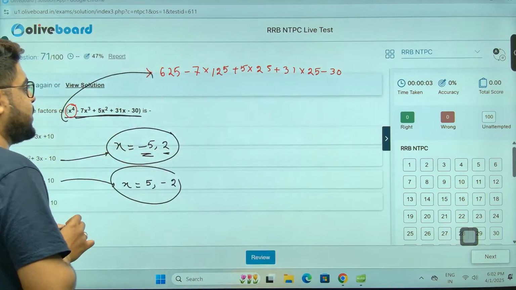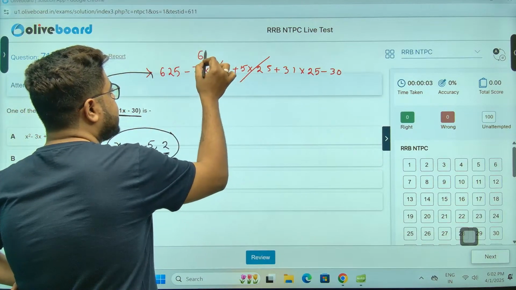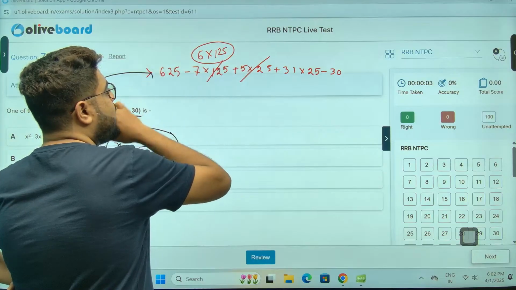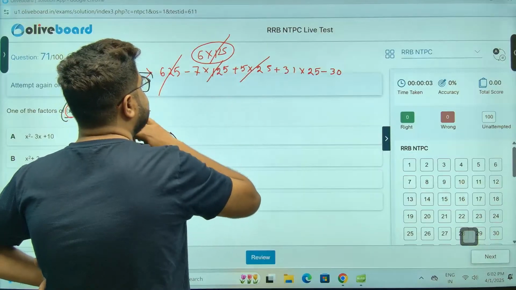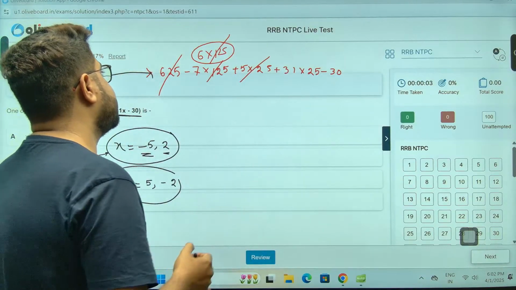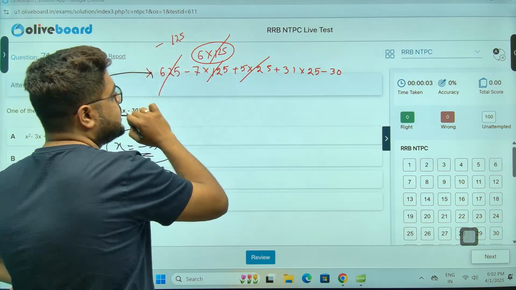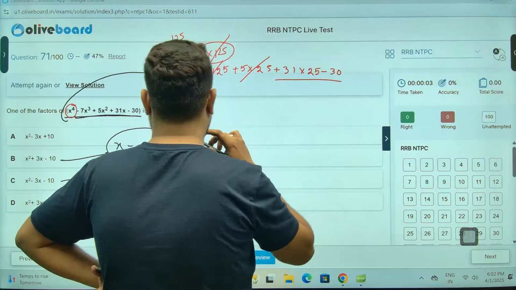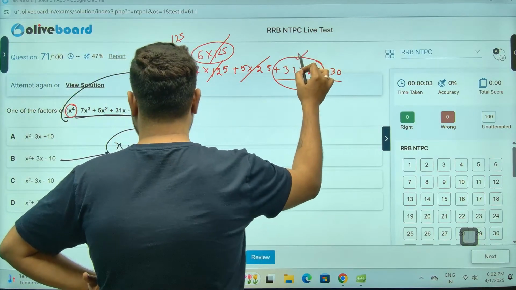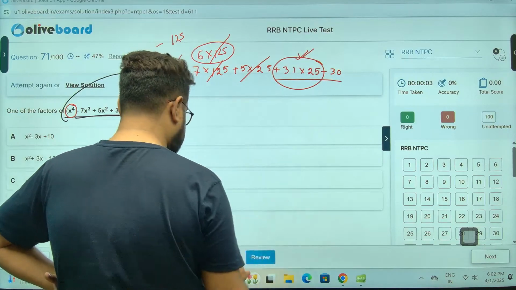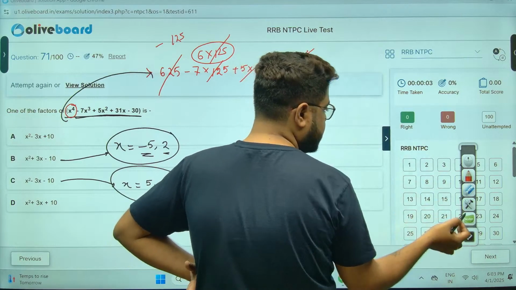Do not calculate fully, just check whether it can be done. I can write 6 times 125. 125 into 8 is 1000, meaning 250 less, meaning 750. No, it can never give you 0, because this quantity is much higher. So 31x, sorry. Sorry, this was 5.